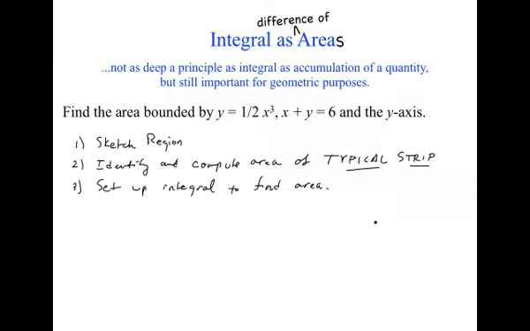Well, it's like the top curve minus the bottom curve, so since x plus y equals 6 is on top, it's 6 minus x. Yeah, 6 minus x. But since we're using the y-axis, it's not the right region. So you wanted x equals 6 minus y, and the cube root of 2y equals x. Yes.